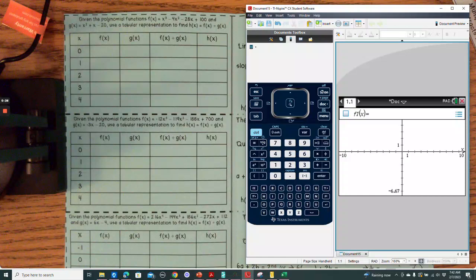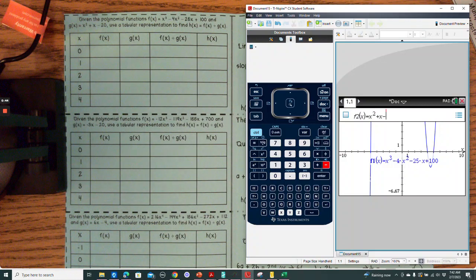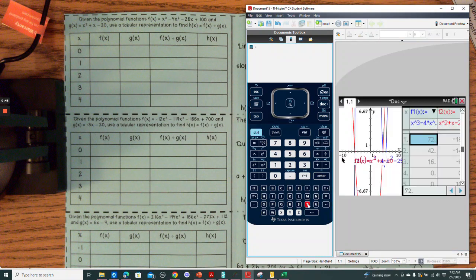So what I'm going to do is I'm going to graph both these lines. I'm going to graph x cubed minus 4x squared minus 25x plus 100. And then I'm going to press the down arrow key, and I'm going to do the other one too. X squared plus x minus 20. I'm going to graph them both. And then I'm going to pull up the table.